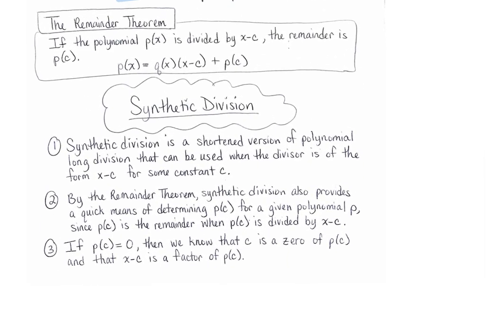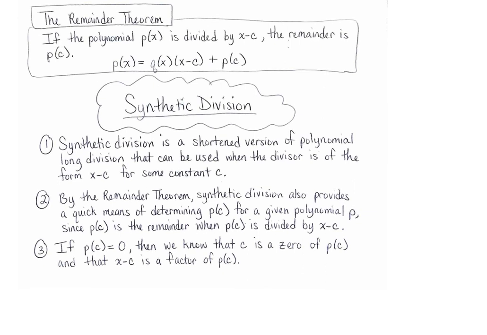It may seem a little abstract right now, but we'll do it with numbers and polynomials in a minute, so hold on. Synthetic division. This is the party for this section. This is really the thing that you need to know. Synthetic division, the process. Synthetic division is a shortened version of polynomial long division that can be used when the divisor is of the form x minus c for some constant c.